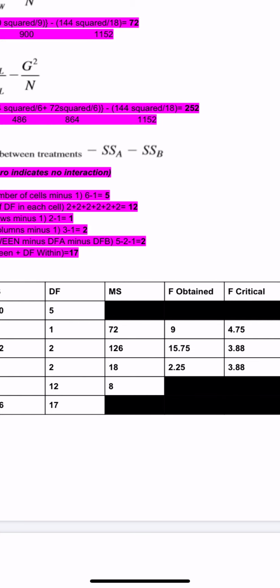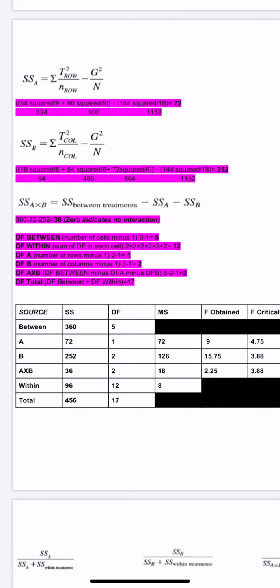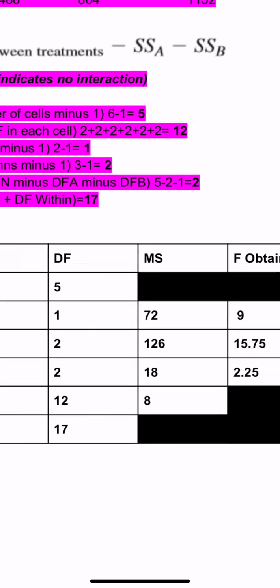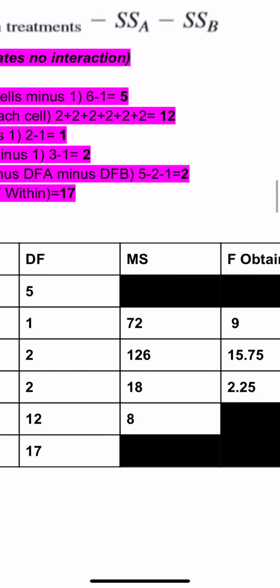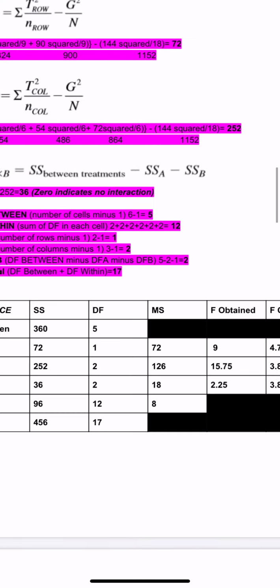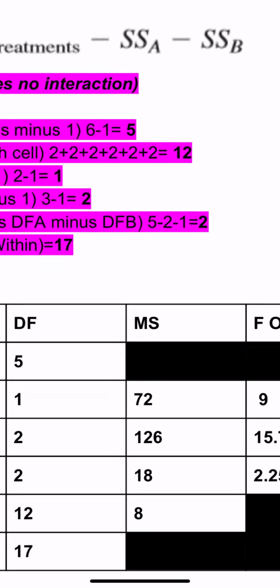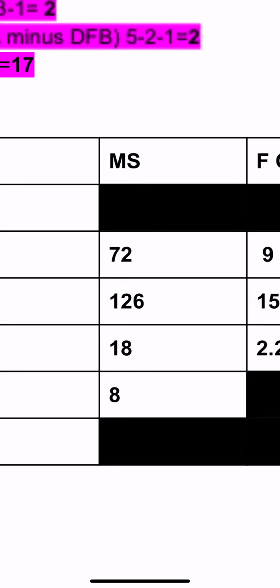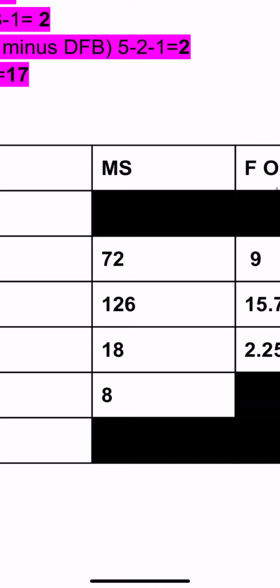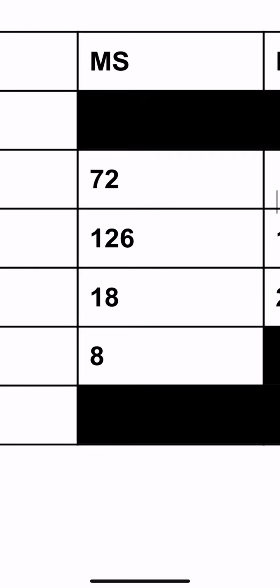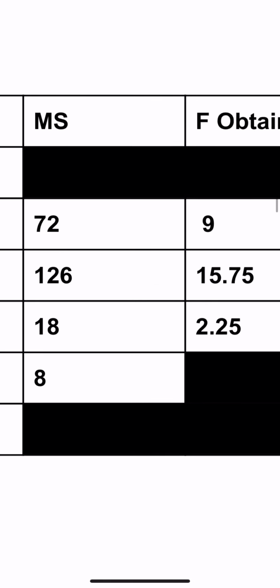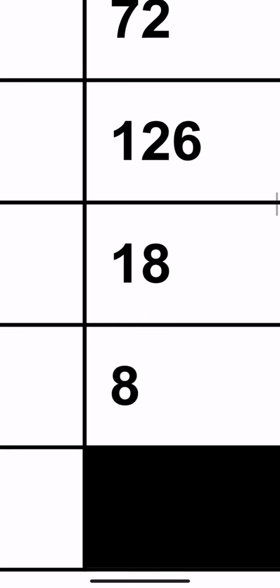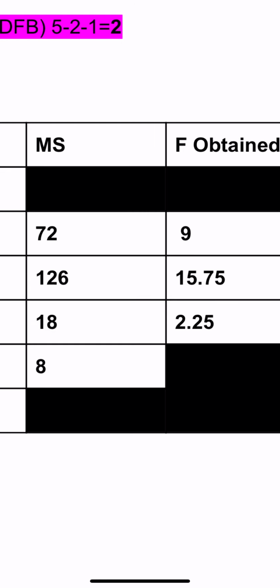So to get the F obtained, the within mean square is always going to be the denominator of your F test. All right, so to get your F obtained for source A or factor A, you're going to do 72 divided by 8. You'll get 9. For B, you do 126 divided by 8. You get 15.75. You do 18 divided by 8, and you'll get 2.25.